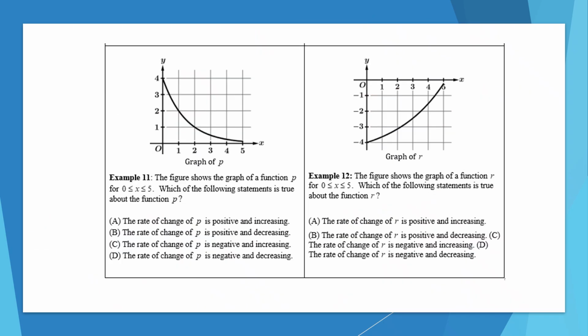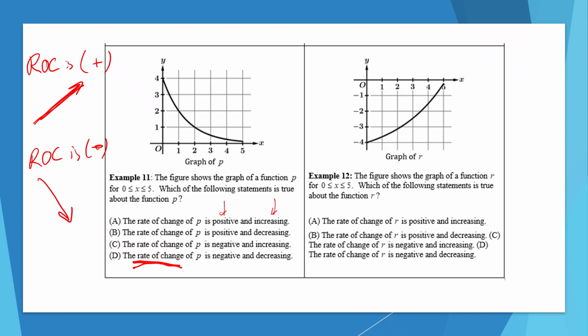Right, example 11. Which of the following statements is true about function p here? Both of these are talking about the rate of change. The rate of change of p is positive and increasing, or negative and decreasing. What combination is going to be true? Remember, when the rate of change is positive, this means the function is increasing because it has a positive slope. When the rate of change is negative, this means that the function itself is decreasing because it has a negative slope, right? That slope is a negative number if we had to guesstimate it.